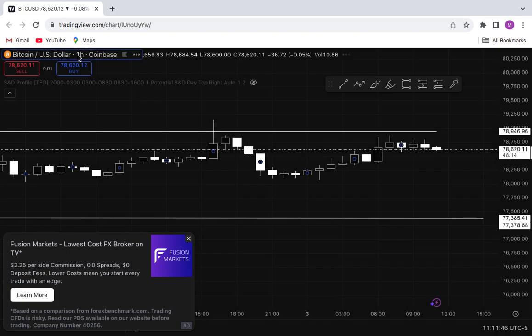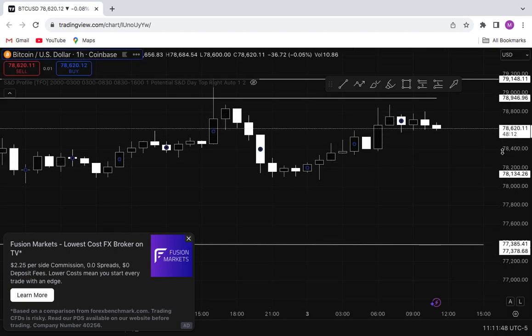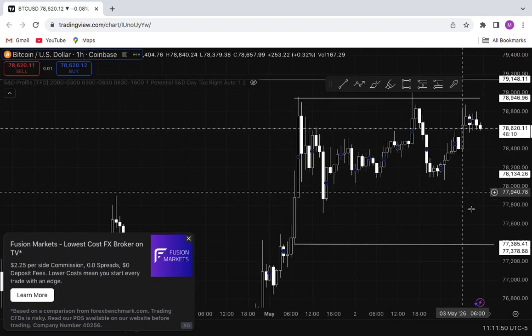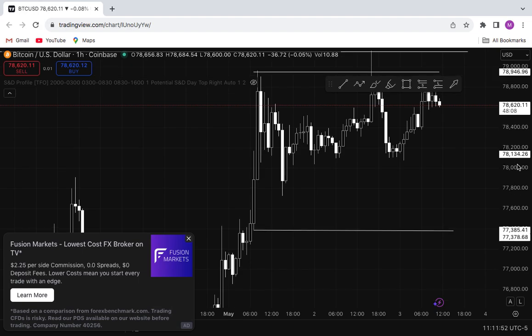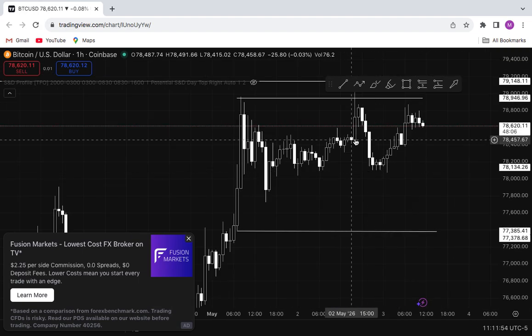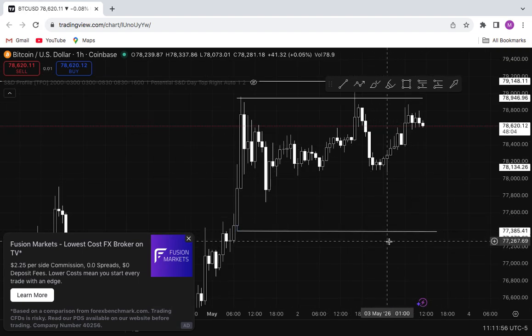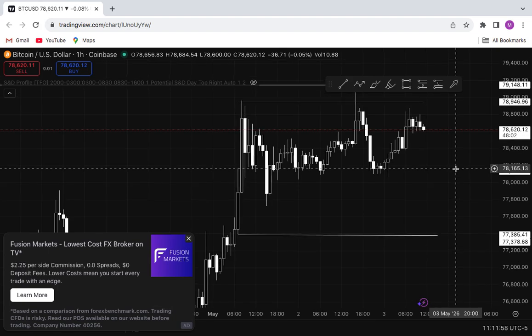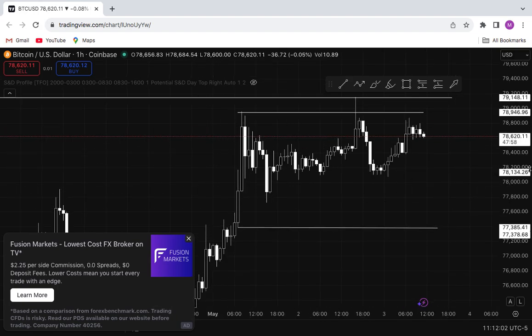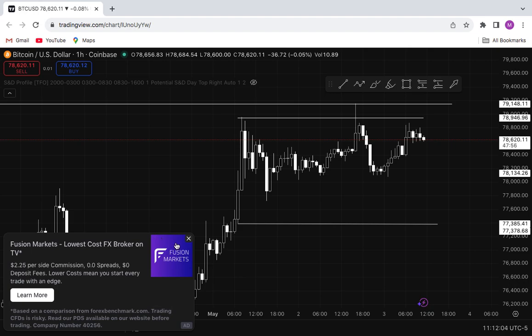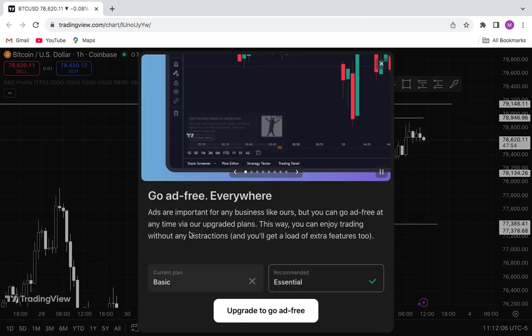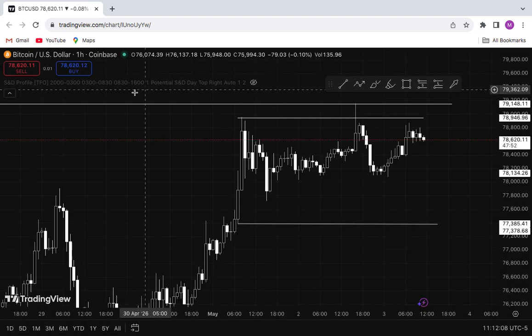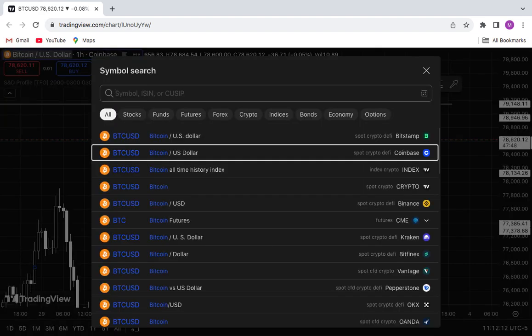Coming down to my 1 hour, I'm expecting to see a dump, a push to the downside, collecting this liquidity before it pushes to the upside. All you want to do is keep your eyes on price and look at what the market is doing when the market opens. Let's go now to DXY.